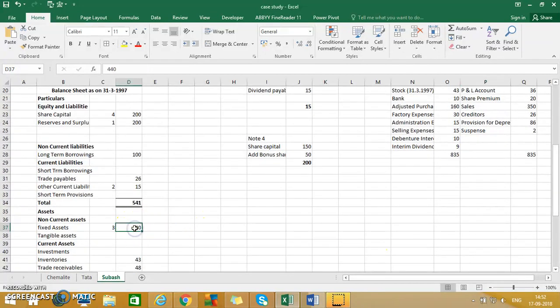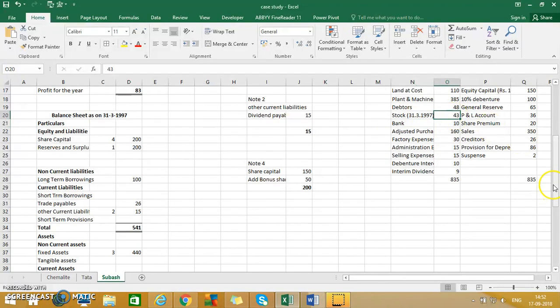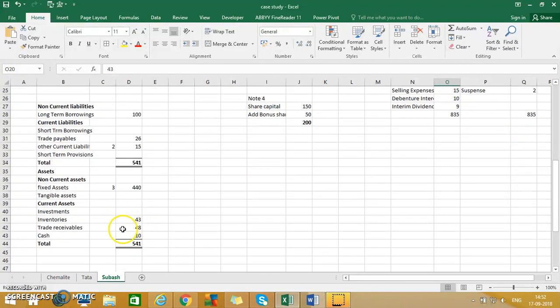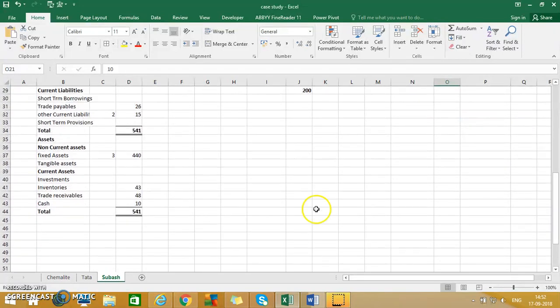Total fixed assets. Now, do we have any other tangible assets? No. Now, coming to the next item, the inventory. What's the value of the inventory, which is already given in the trial balance? The value of the inventory should be in the trial balance. That is the stock, 43. Then you have got the receivables, 48. And we have got the bank balance of 10,000 rupees. So, cash and bank balance, cash and cash receivables, which is 10. So, we take this 10 here.